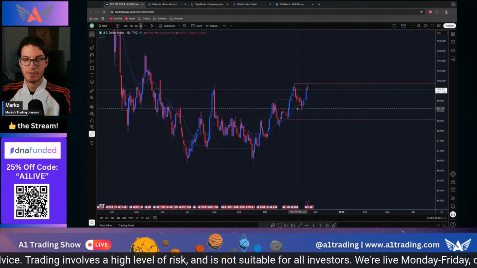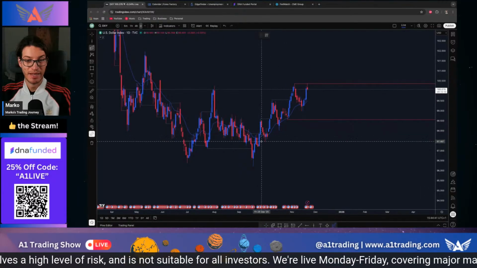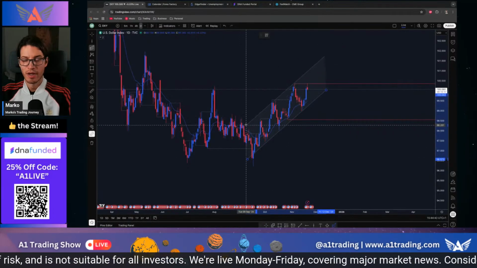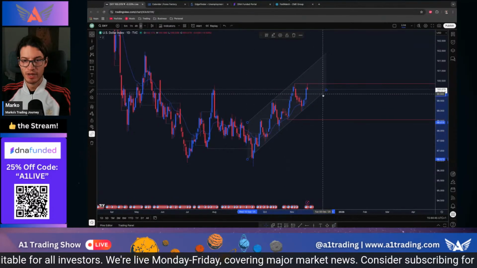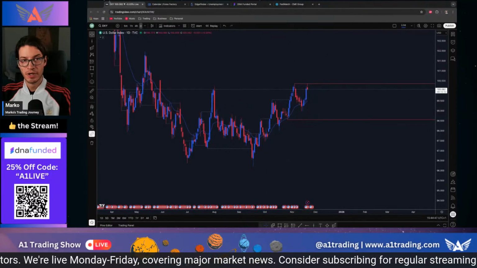I think the path of least resistance is to the upside. Technical analysis looks pretty bullish. We seem to be respecting the trend line. So yeah, looks pretty healthy, looks pretty good.